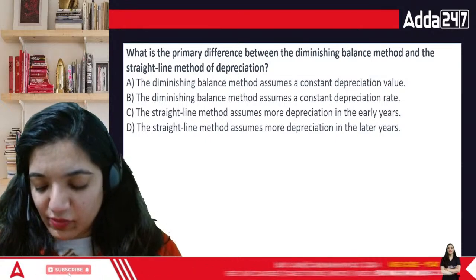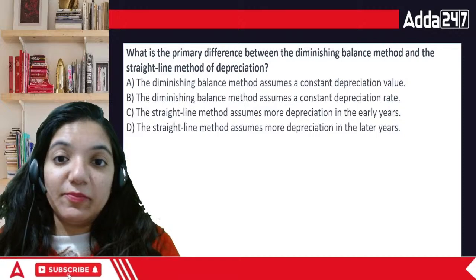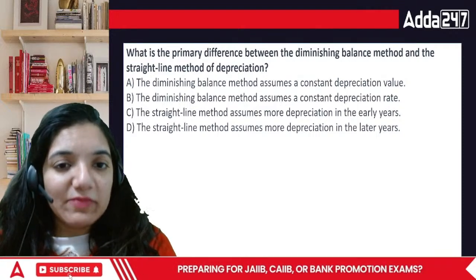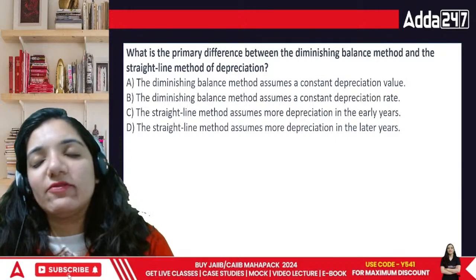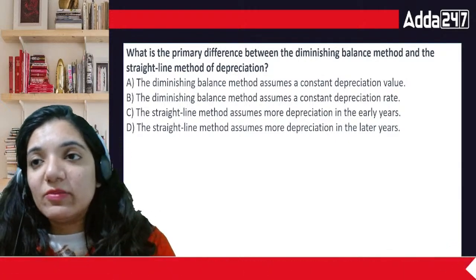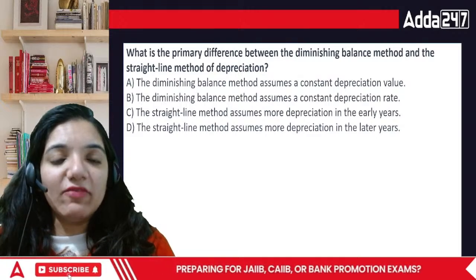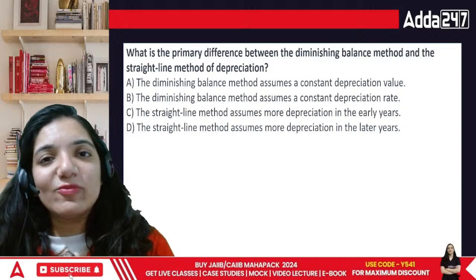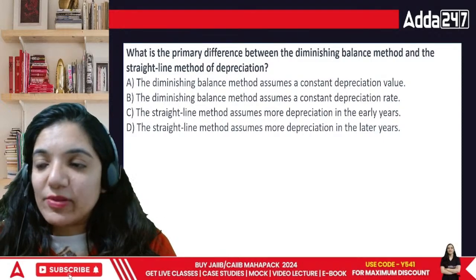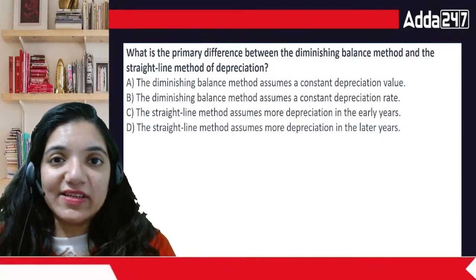Okay, so in this case, what would be the answer, everyone? When you're looking at the primary difference, one of the major differences between WDV and SLM is SLM says throughout the life have the same depreciation. Diminishing balance method says you have more depreciation in the beginning because by the end of the life of the asset, it's almost gone. If I look at the depreciation of my phone, I just open the seal.